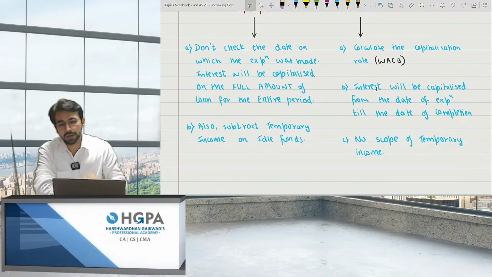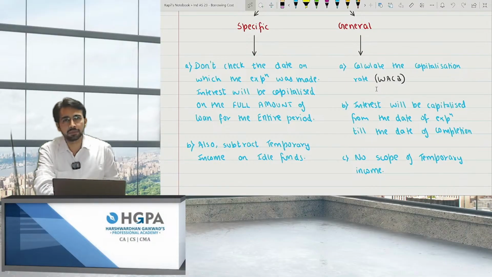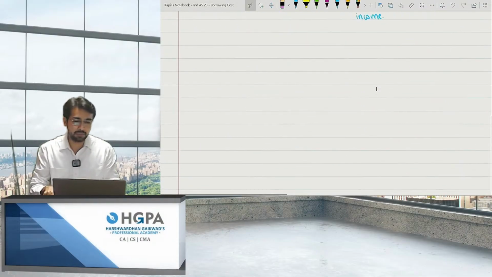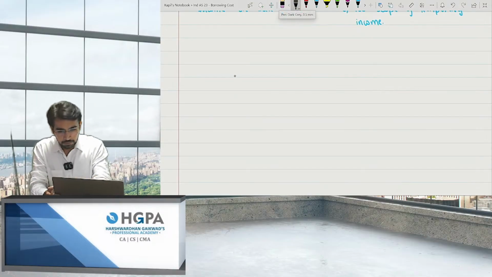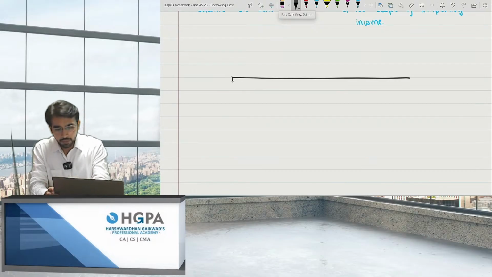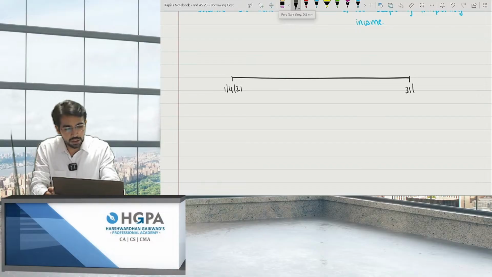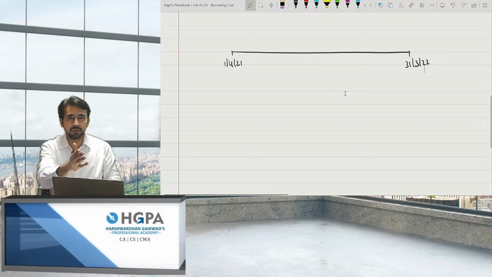For specific borrowing, don't check the date on which the expense was made. Interest will be capitalized on the full amount of the loan for the entire period. Also subtract temporary income. Now, what do you mean by this? I'll give you an example. Please pay attention. See, if this is the number line, 1/4/21 and 31st March 22. First of all, I'll ask you a question, give me the answer and then I'll explain.